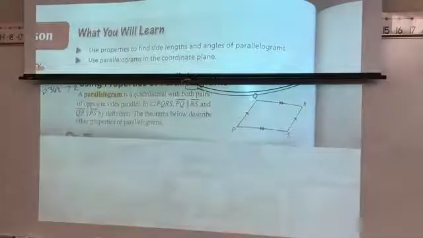All right, here we go. So we see the definition here, right? It is a quadrilateral, so there are four sides and only four sides. Both pairs of opposite sides are parallel. So two pairs of parallel sides gives us a parallelogram. This is the type of parallelogram we are going to deal with today.